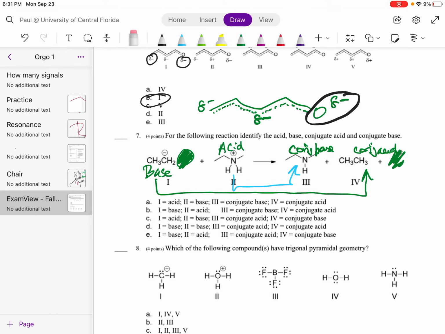And now what would that be? What's the correct answer choice here? 1 is the base, so that's out. 2 is the acid. That's out. So now it's only between B and E. So number 3 is the conjugate base, and 4 is the conjugate acid. So that would leave that guy as the correct answer.